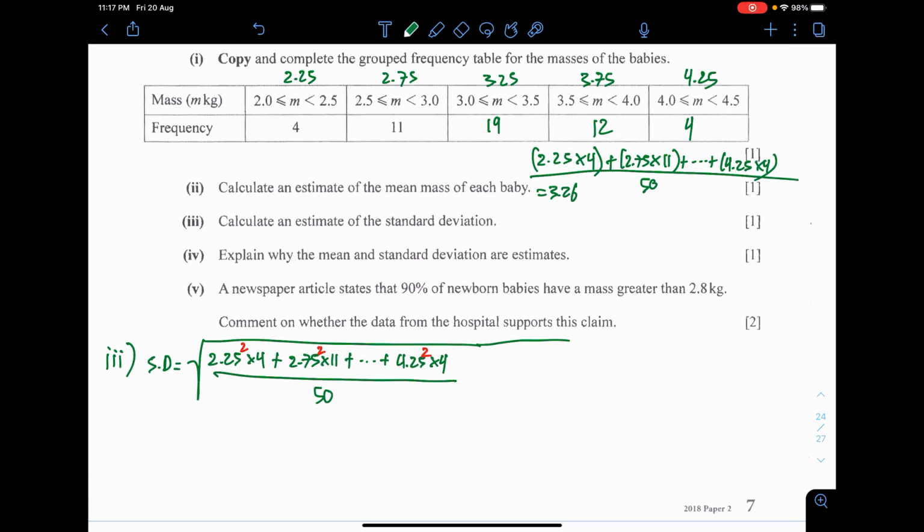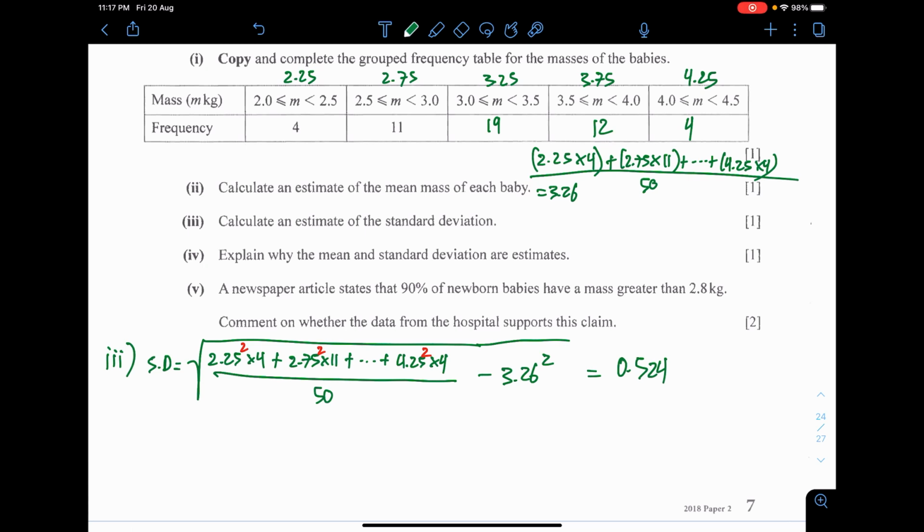Then divide by 50, and then you minus the mean square. This is how you find the standard deviation manually. You'll get 0.54 kg.